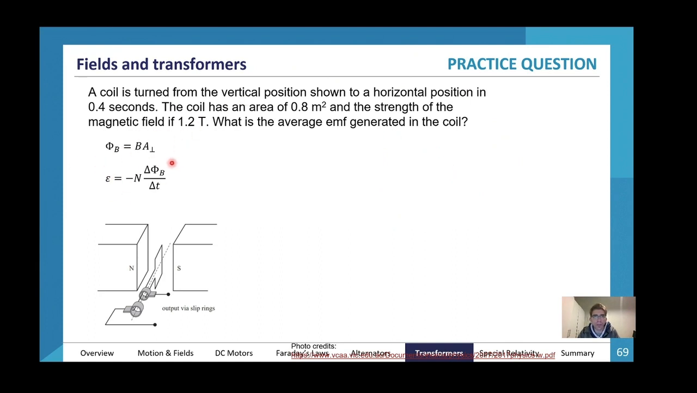Initially, you have to calculate the flux as B multiplied by A, and area is already given to you. Then, you put 0.8 multiplied by 1.2 at the top, divided by 0.4, and you get 2.4. And it's only one coil, right? So 1 multiplied by 0.8 multiplied by 1.2 divided by 0.4. The answer is 2.4 volts.